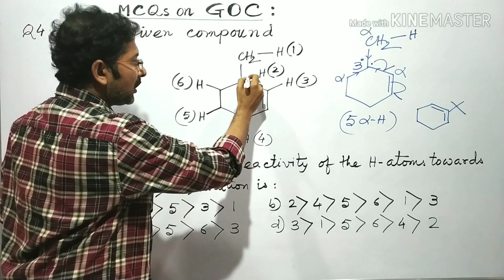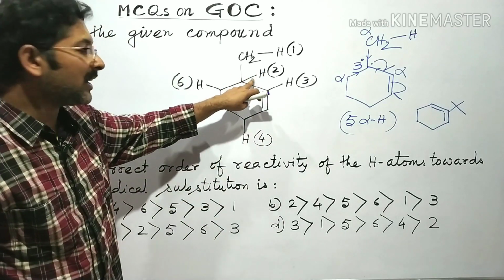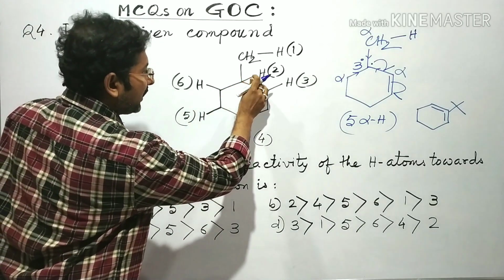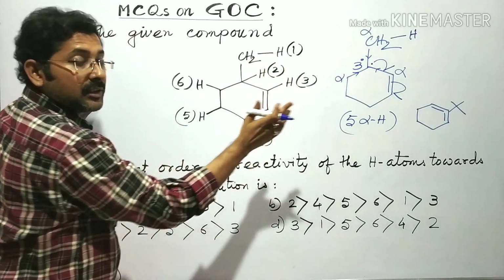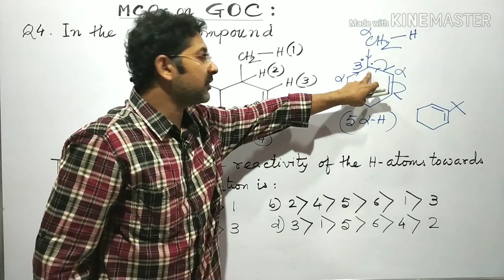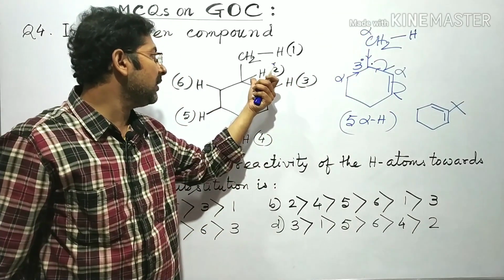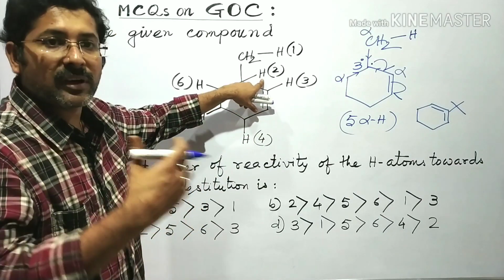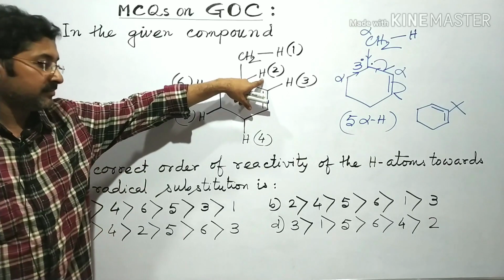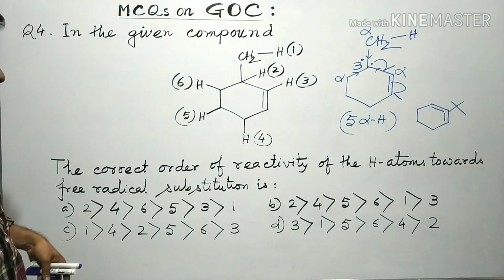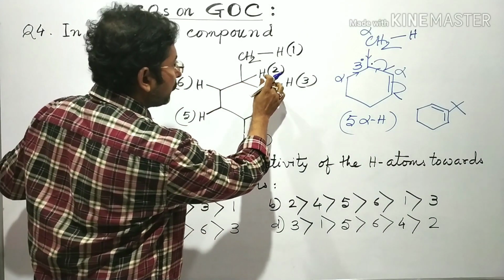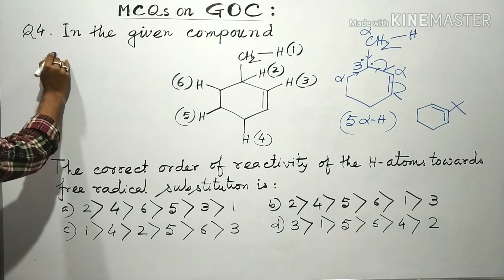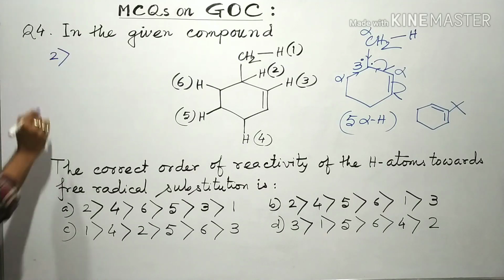So this carbon hydrogen bond will be the weakest bond, because after the removal of this hydrogen atom from here, this free radical will be very stable. So this bond will be very weak, and this hydrogen will be the most reactive hydrogen atom. So the number 2 hydrogen is the most reactive one. We can write here number 2 hydrogen is most reactive.